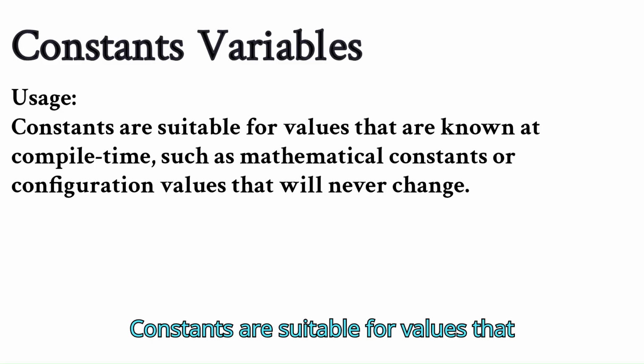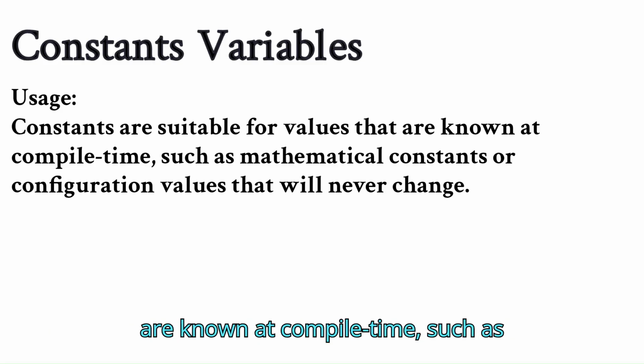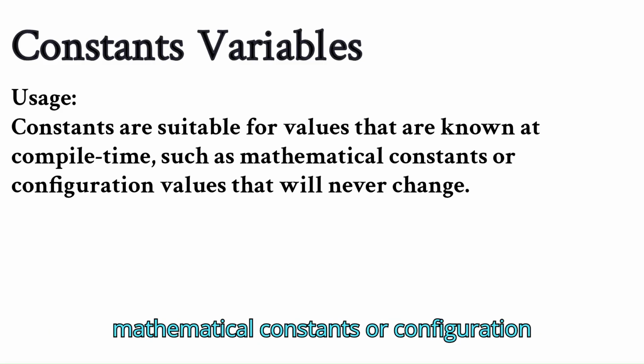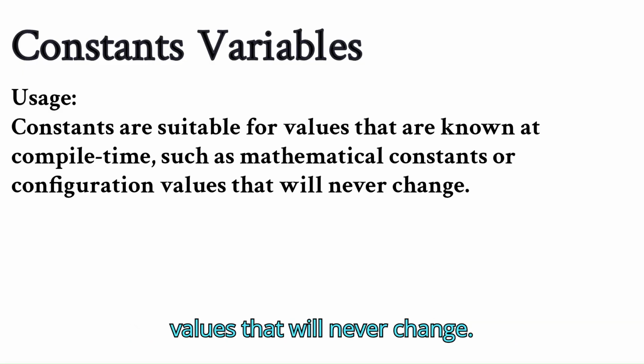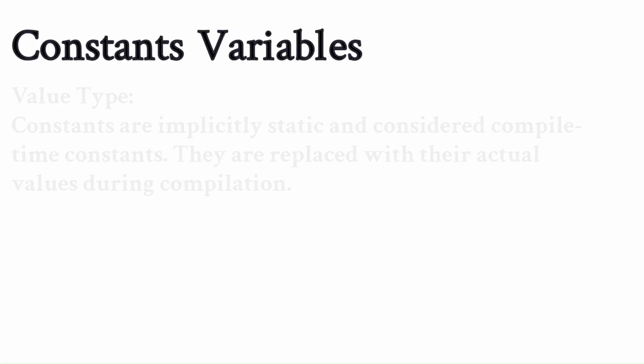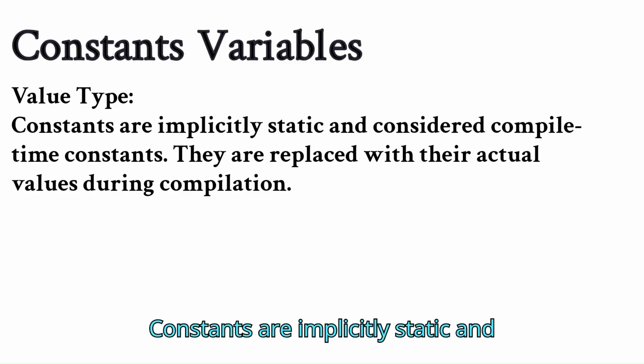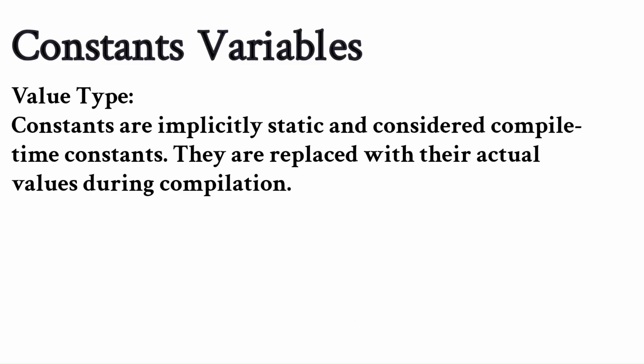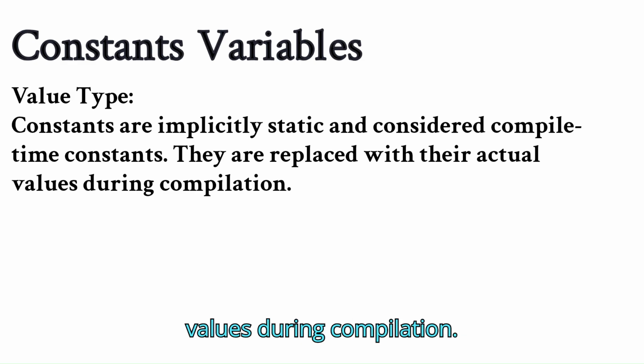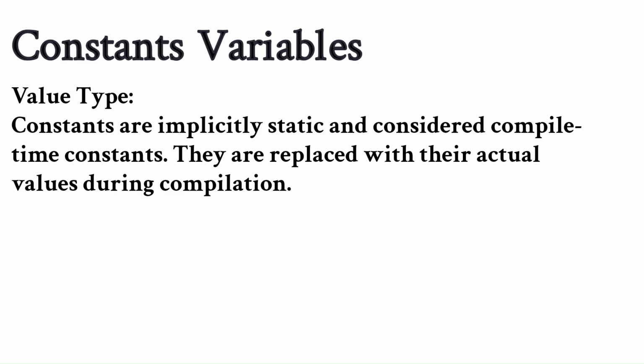Usage. Constants are suitable for values that are known at compile time, such as mathematical constants or configuration values that will never change. Value type. Constants are implicitly static and considered compile-time constants. They are replaced with their actual values during compilation.